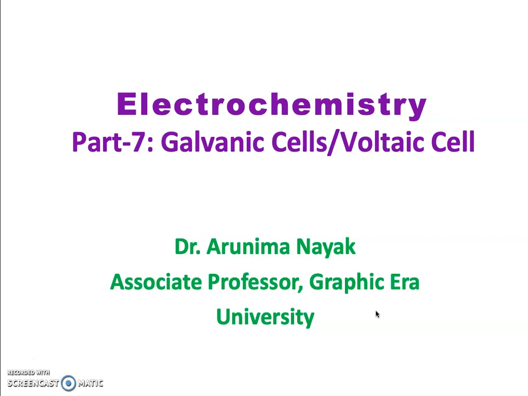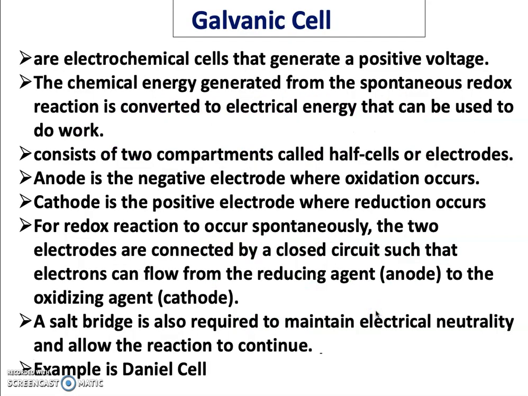Now let us come to the seventh part of our electrochemistry topic, that is the galvanic or the voltaic cell. Now, as I have already told earlier, galvanic or voltaic cells are one class of electrochemical cells, and here the redox reaction taking place between the anode and the cathode is a spontaneous reaction. That means the delta G is negative, and if the delta G is negative, then the EMF of the cell has to be positive.